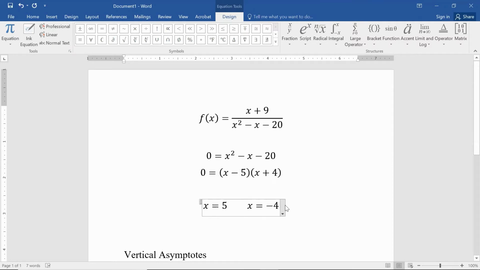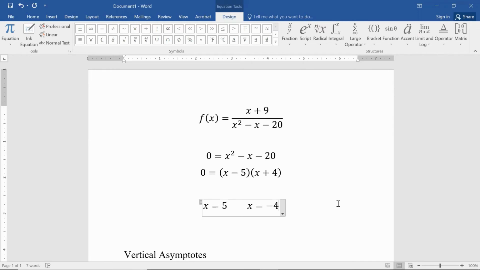Once again, we want to make sure that when we plug these into the numerator, we don't also get 0. So if I plug in negative 4 into the numerator, I get 5. If I plug in 5 into the numerator, I get 14. So neither gives me a 0 in the numerator. Therefore, in each case, I get non-zero in the numerator and 0 in the denominator.